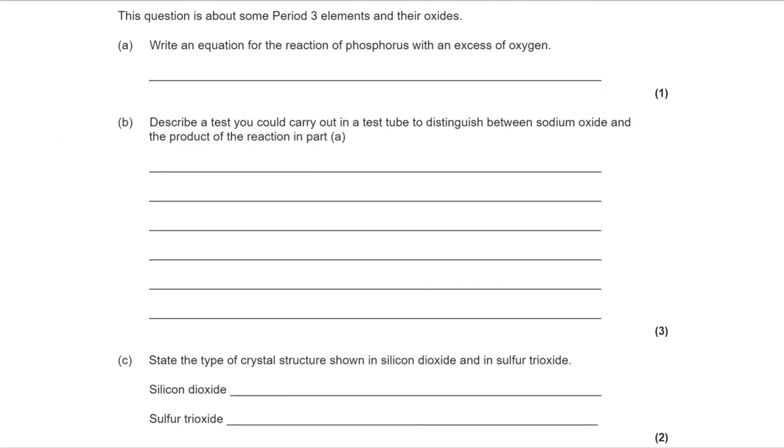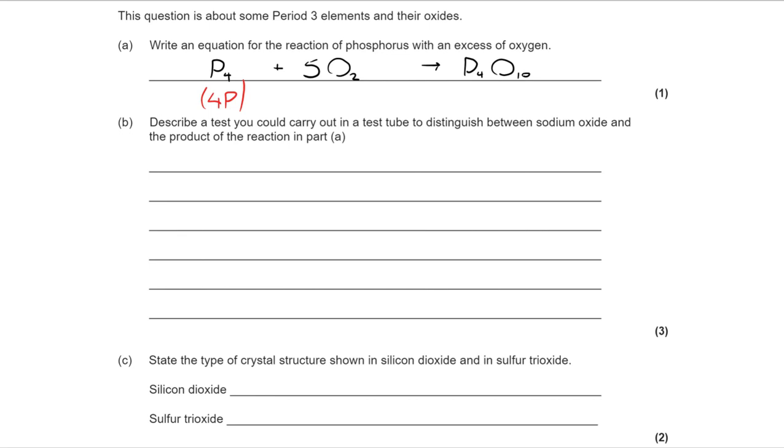A, we want to know the equation for the reaction of phosphorus with an excess of oxygen. So we're going to take our P and our O2, remembering that oxygen is diatomic. You have got to remember that the oxide of phosphorus is P4O10. And what's then left is the balancing. Now I need 5O2 and I need P4. You will get the mark if you put 4P.